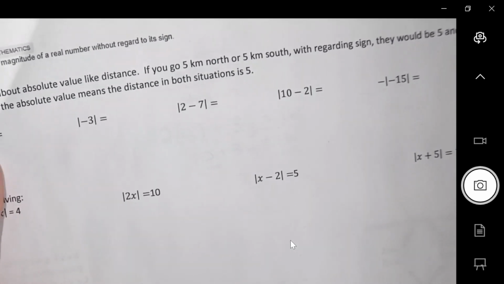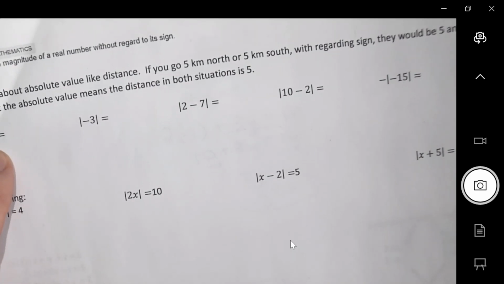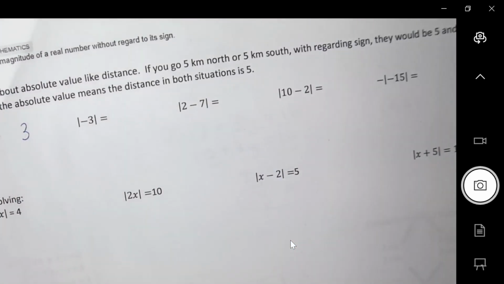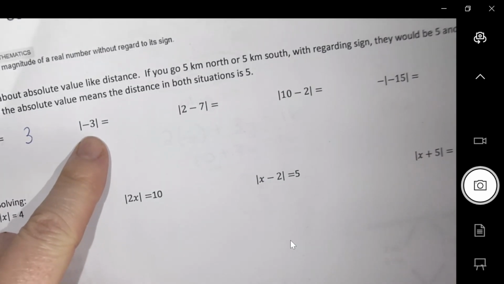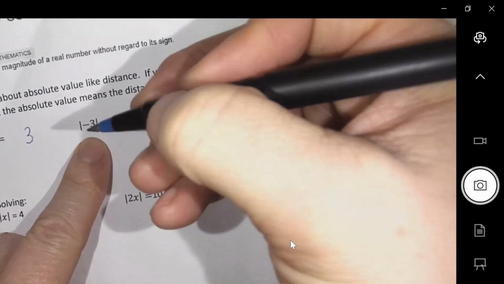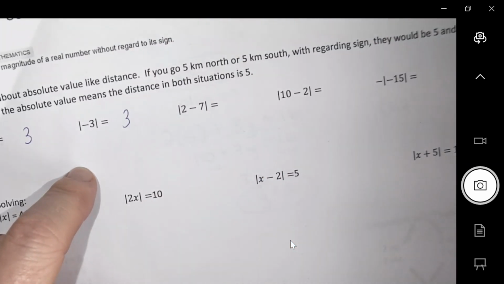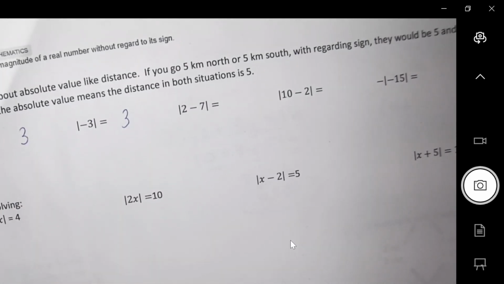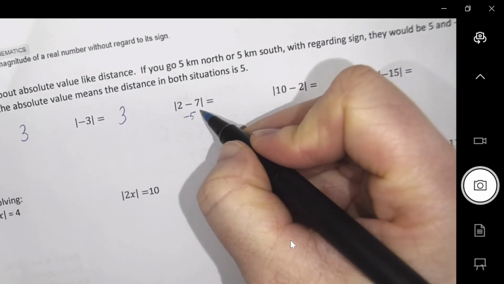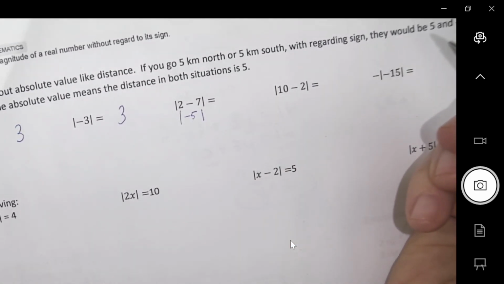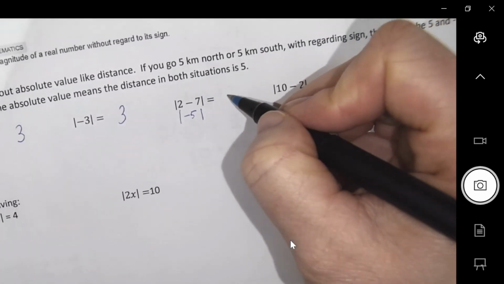Okay, so the absolute value of 3 has a magnitude of 3. The absolute value of negative 3 has a magnitude of 3. Since absolute value is treated like brackets, I'm going to do inside the brackets first. So 2 subtract 7 is negative 5. And then the brackets, so now what's the absolute value of negative 5? 5.